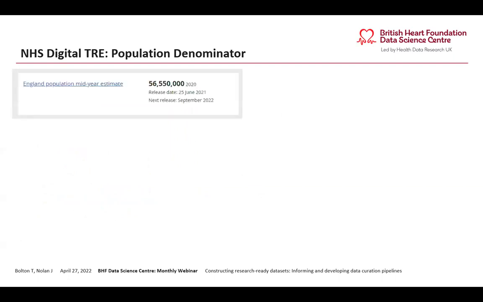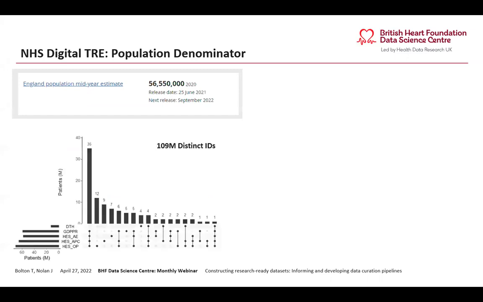Moving on now to talk about the NHS Digital Population Denominator. This is a topic that's been raised a few times by researchers in various projects. And the issue is essentially how to derive a population cohort from across the datasets in the NHS Digital TRE. The latest available population estimate shows 56 million as at mid-2020, which we compare with 109 million IDs taken from across the sources that make up the skinny patient table in the TRE, specifically GDPPR, deaths, and then the HES APC, outpatients, and A&E datasets.